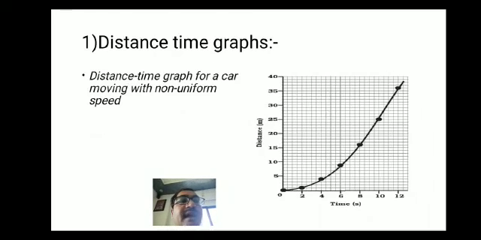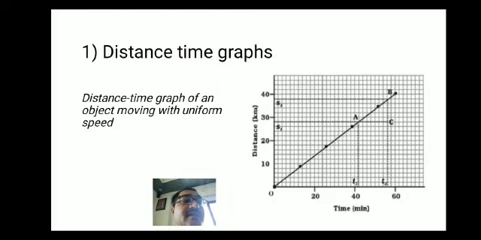Second, the distance-time graph for a car moving with non-uniform speed. You can see that it is a curved line. It is not straight. In the earlier graph, it was a straight line. A straight line means the object has traveled equal distance in equal intervals of time. In the last video, we discussed uniform motion, meaning equal distance in equal intervals of time. So this gives this type of graph.